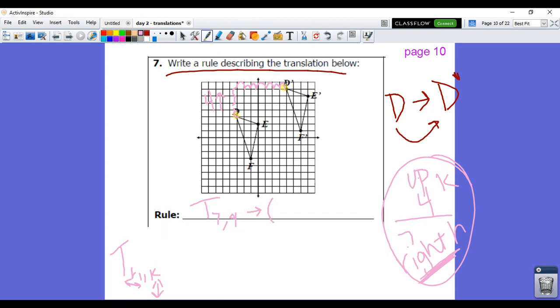We draw this little arrow. So it's going to be x plus 7. Again, it's going to be plus 7 because I'm moving towards the right. And I'm going to have y plus 4. I'm moving 4 positive units because I'm going up 4. Now, all of these are going to go the exact same distance. So if you started with E to E prime, you should be getting the same rule. Same thing with F. F to F prime, we're getting the exact same rule.